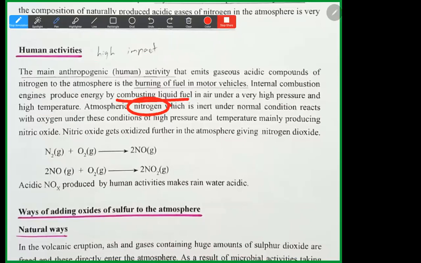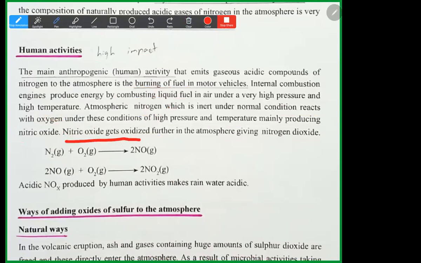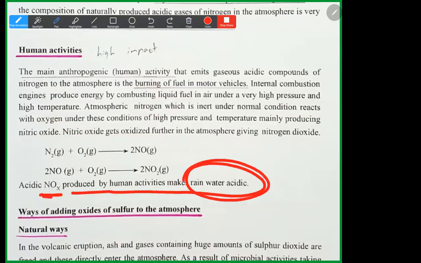But when liquid fuel is combusted, it produces very high temperature, the same as the temperature coming through lightning. Nitrogen, normally unreactive, reacts with oxygen under these conditions of high pressure and temperature, mainly producing nitric oxide. Same reaction, but this time with man-made causes. Nitric oxide gets oxidized further in the atmosphere, giving nitrogen dioxide. Yes, acidic NOx produced by human activities makes rainwater acidic.